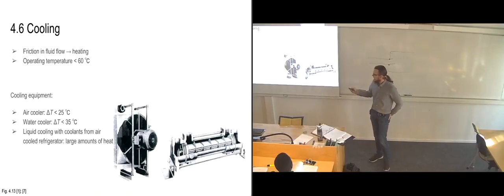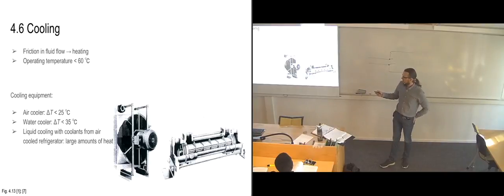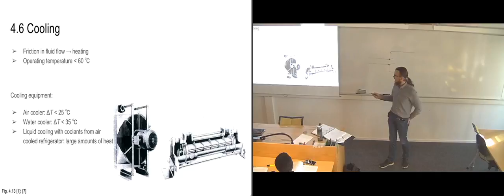So we see an air cooler. It has the fan with the fan blades going around here, and then you have all of the radiator stuff on the opposite side there. So it's blowing the air through it.